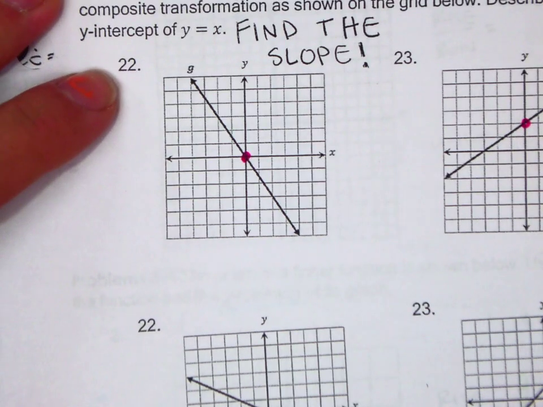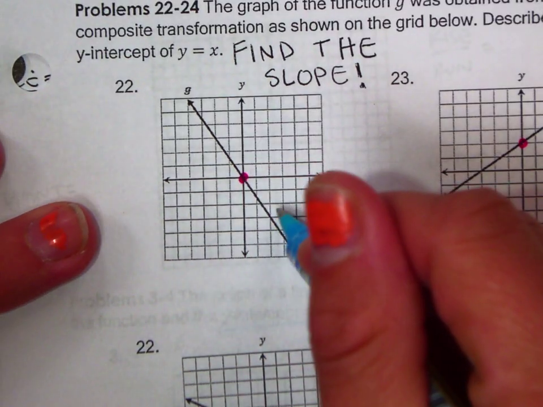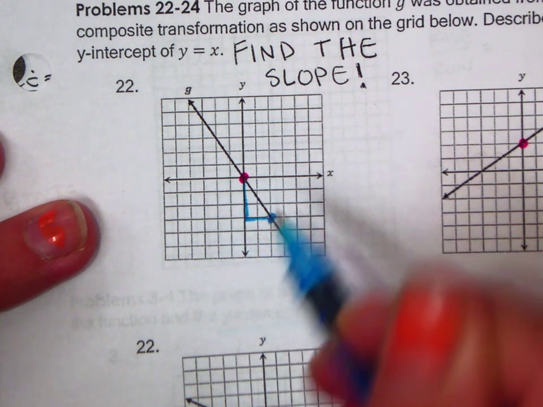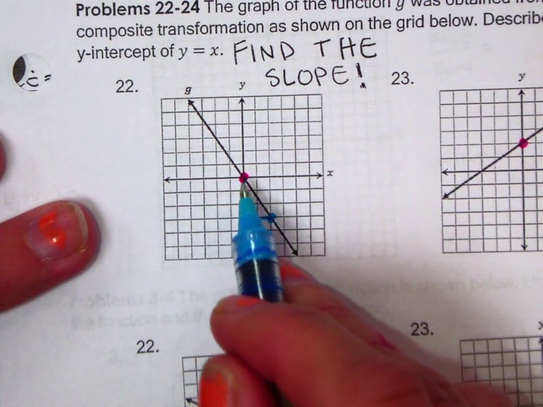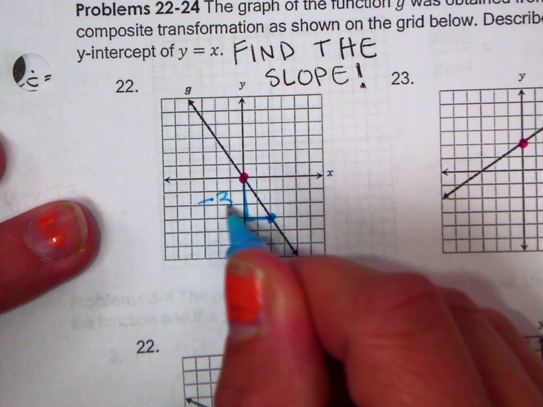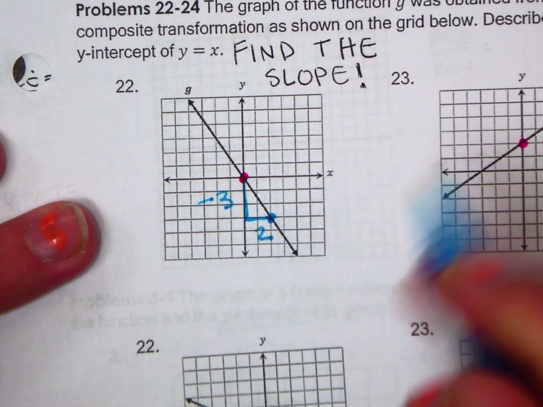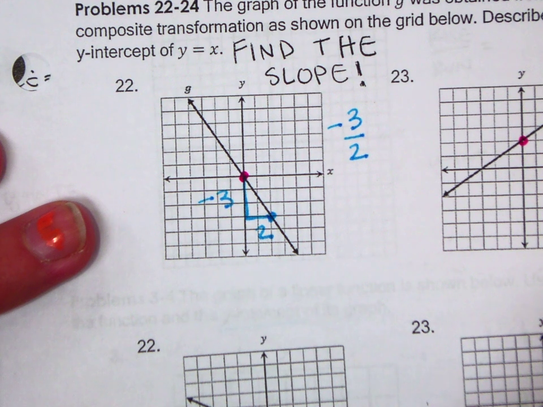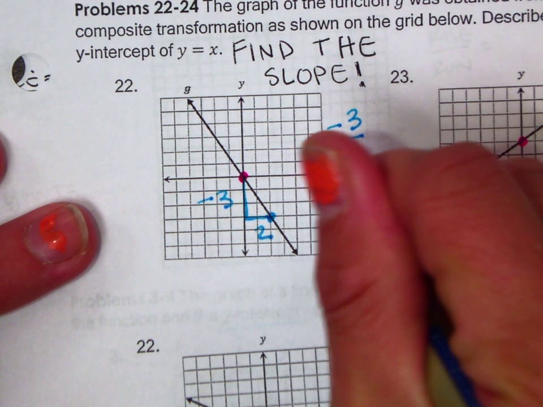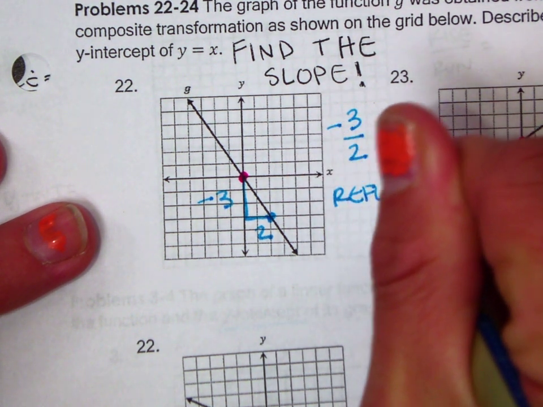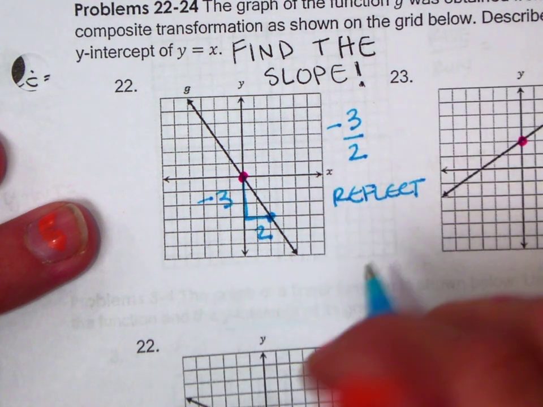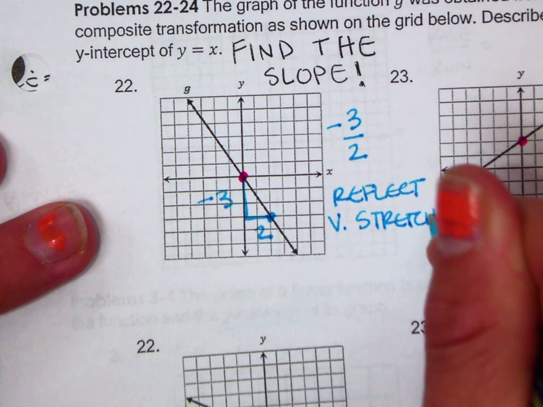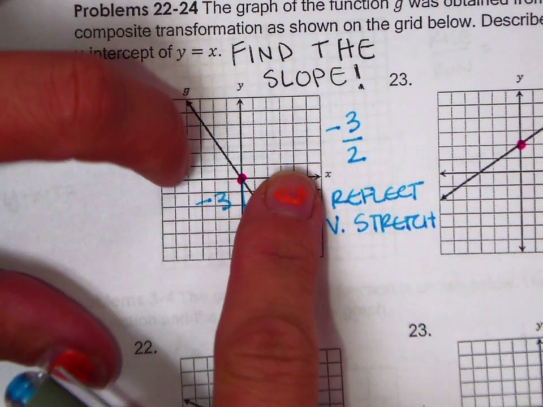All right, so now let's find the slope. So I'm going to find another point on this graph. Start with the left and do your rise run. Start with the left one. So because we're going down 3 over 2, my slope is negative 3 over 2. Because it's negative, that's reflecting. And 3 over 2 is bigger than 1, so that's going to vertically stretch. And you kind of see it's pulled a little vertically.